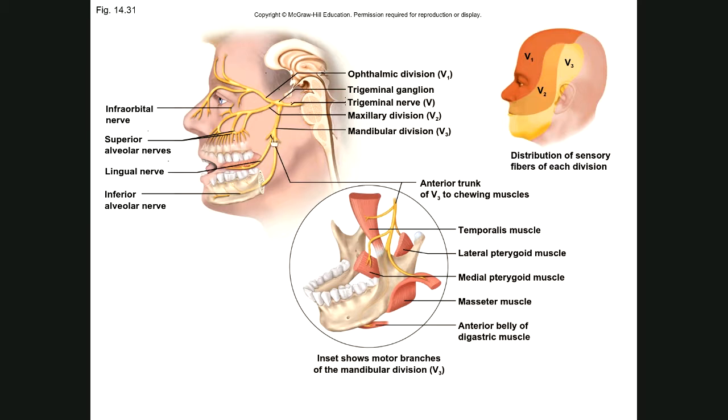Okay, so the trigeminal nerve is not only sensory, but it is also motor. It's a mixed nerve. So many of the nerves that you'll go through are mixed nerves as well. They have motor and sensory function. Another example of a mixed nerve.